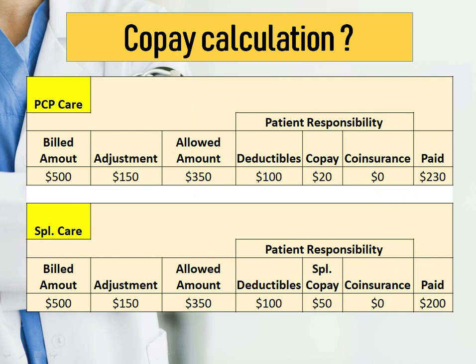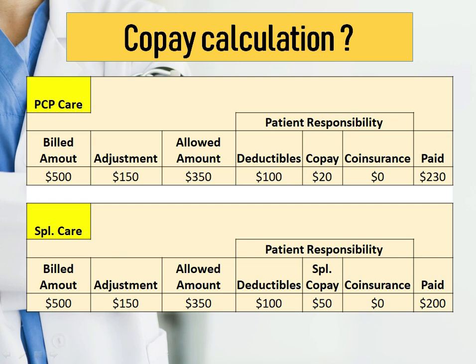This is a copay calculation. The first calculation is for physician care and the second one is specialist care. In the first calculation, the bill amount is $500 and the contractual adjustment is $150, so the allowed amount is $350. Here the patient has a deductible of $100 and a copay of $20. As per the allowed amount, deducting the deductible and copay, the remaining is $230, and that is what the insurance company is going to pay.